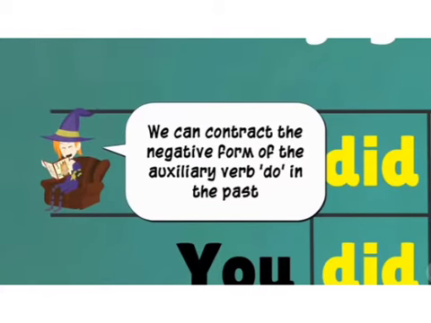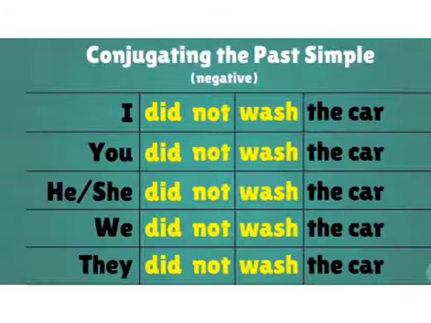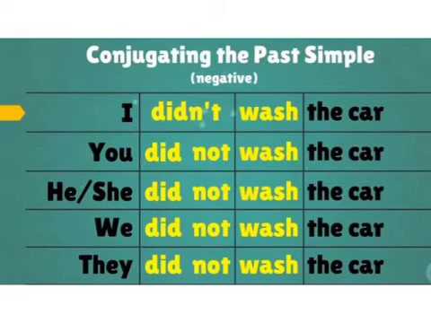Let's contract the negative form. Do you know what is meant by contract? That is, did plus not is nothing but didn't. So, let's try. I didn't wash the car. Yes, of course, you are right, children. Let's move on to the next.